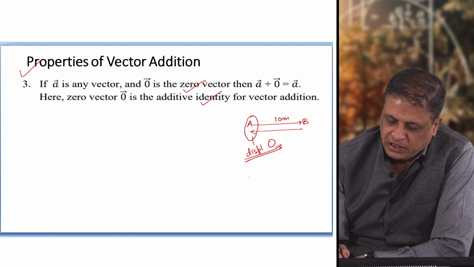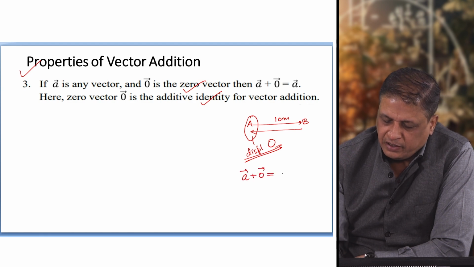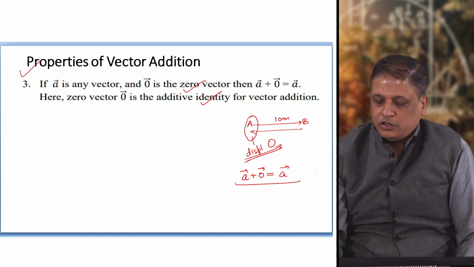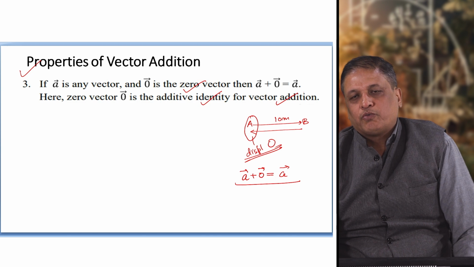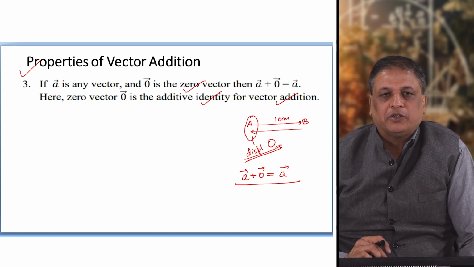Additive identity means a vector which, when added to any other vector, leaves it the same. So, 0 vector plus a vector is equal to the vector, and this is very much used when we are going to prove some of the identities, as we will see as the session proceeds.